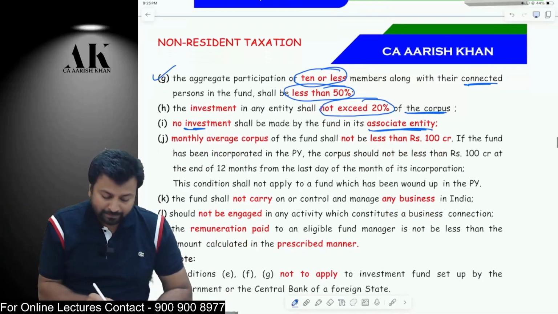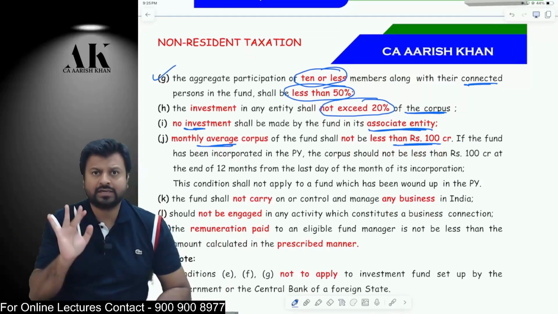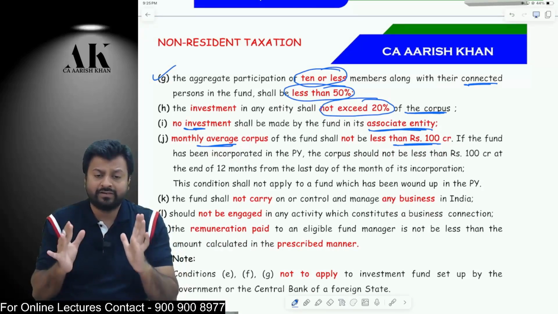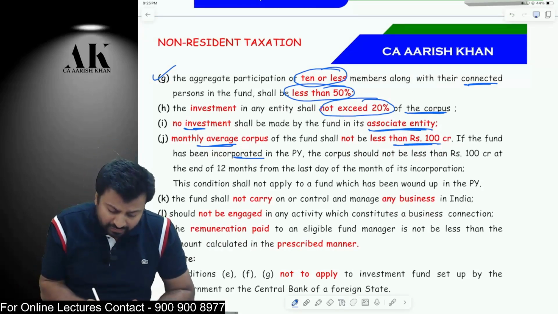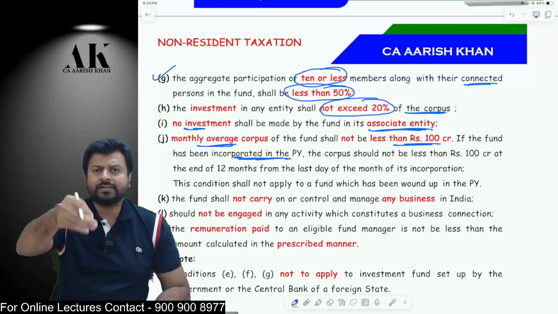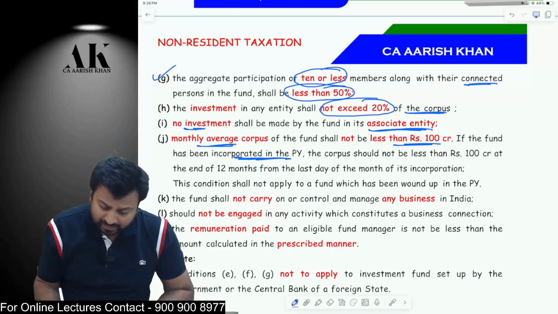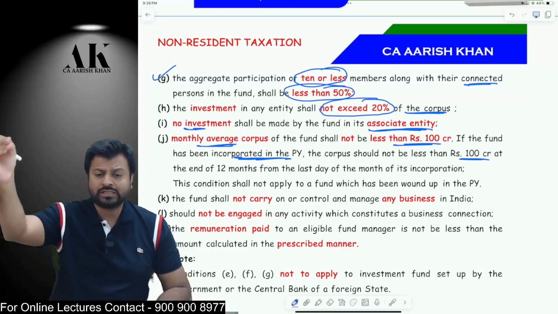Now the next one, the monthly average corpus of the fund should not be less than 100 crore. It means every month the fund should have at least 100 crores as the average corpus. Okay. But if the fund is newly incorporated, let's say in the month of September or November or December, then within 12 months they should achieve that 100 crore target.